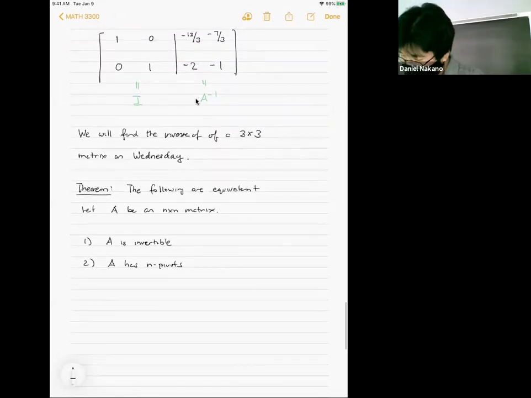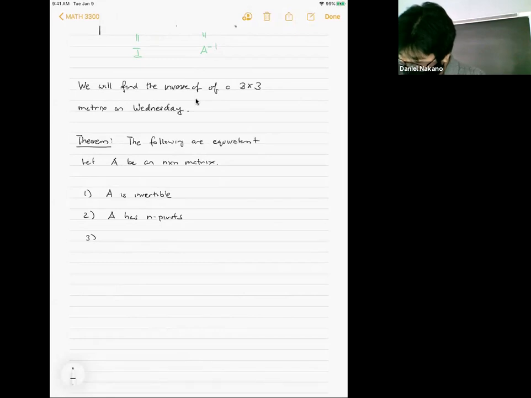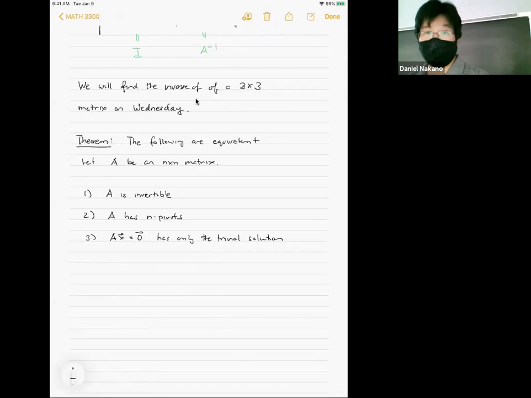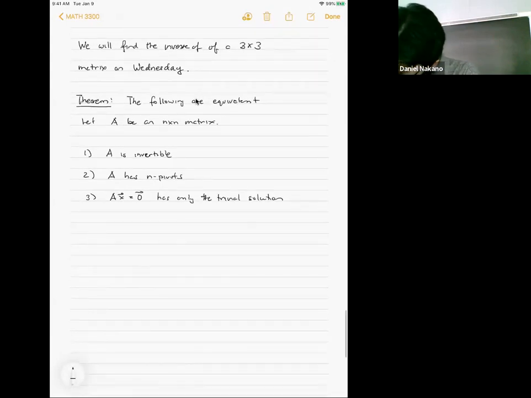So if you have n pivots, then the homogeneous solution is trivial. I guess that's also clear if A is invertible because you can just apply A inverse to both sides. Right? Now, as we saw, if AX equals 0 has only the trivial solution, that means the linear transformation from Rn to Rn is one to one. Okay.